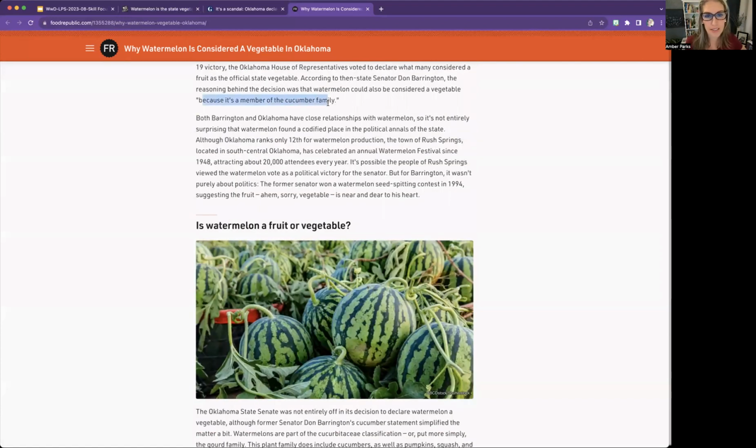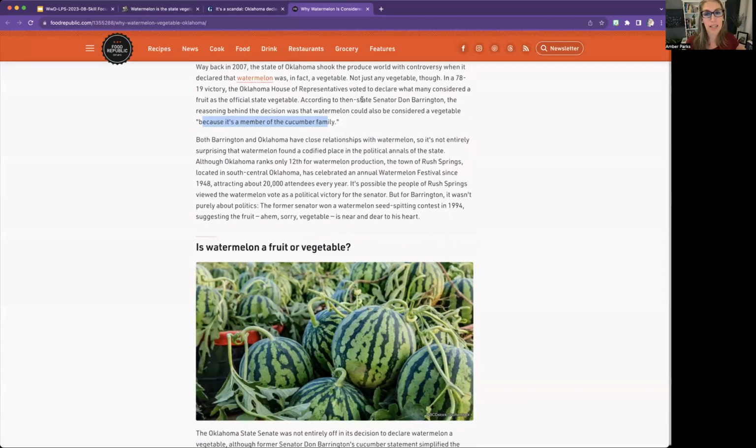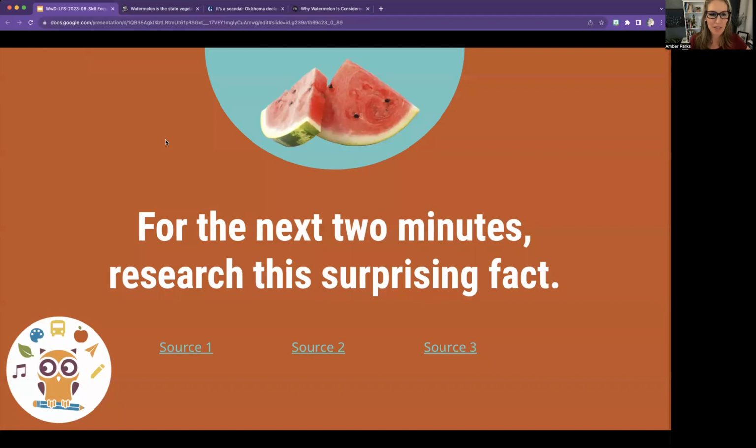Here's one neat piece: it actually is considered part of the cucumber family, and that's how Senator Don Barrington justified his recommendation for it as our state vegetable. So let's go back over here. That's the research we encourage you all to do, to just get some great information for students to pull from.